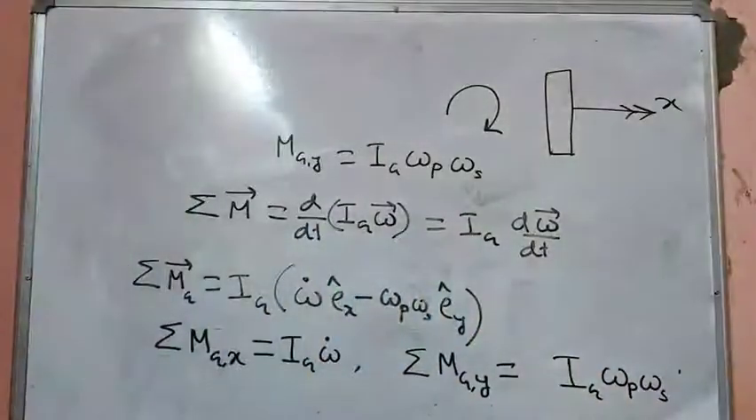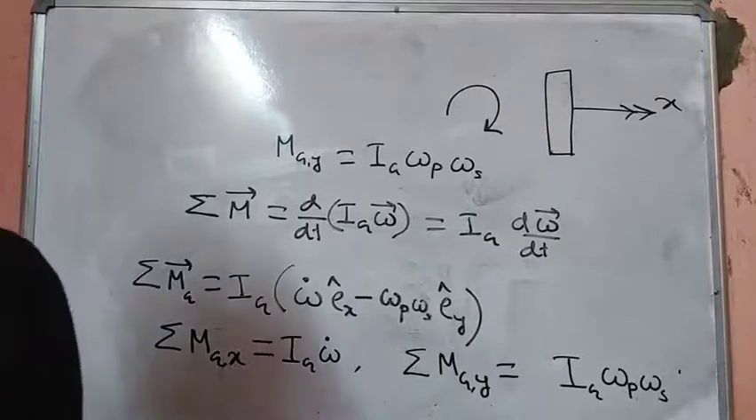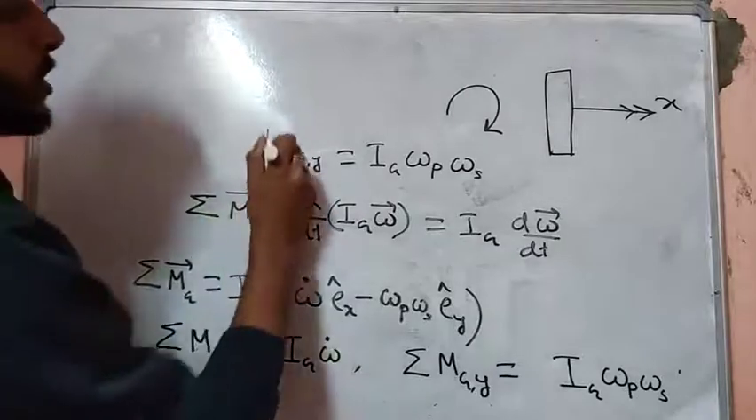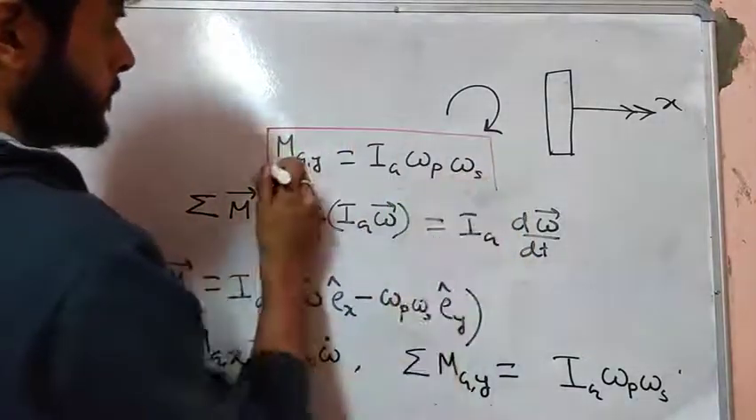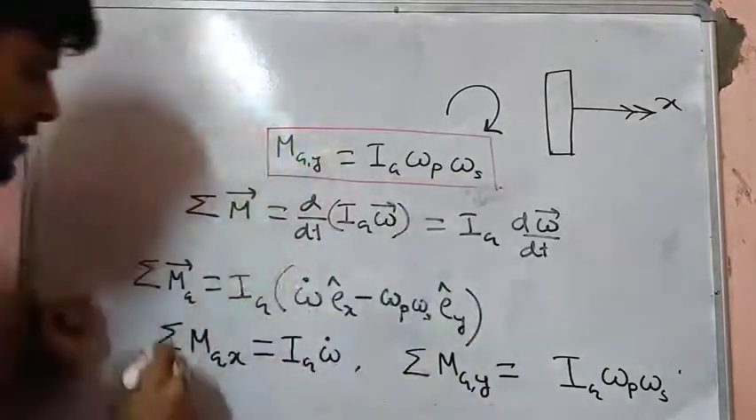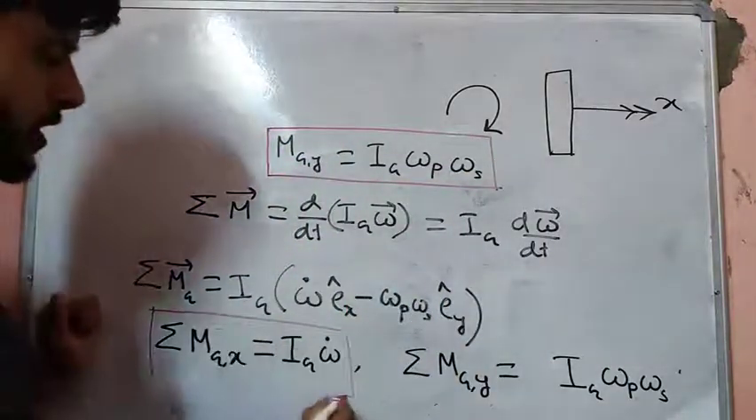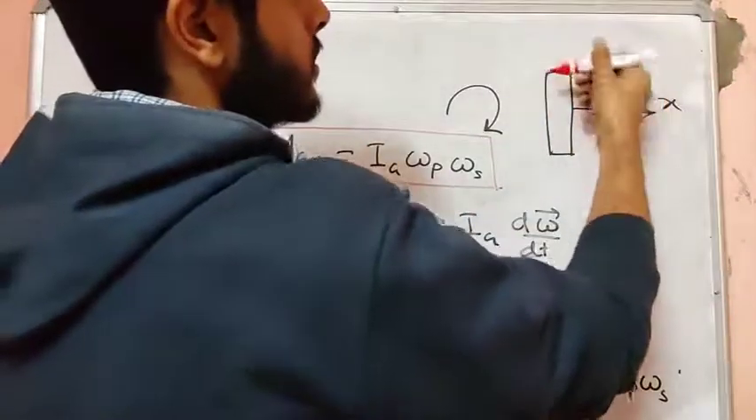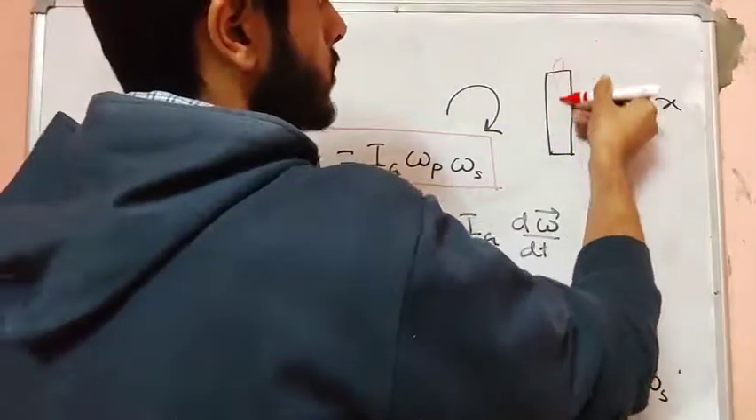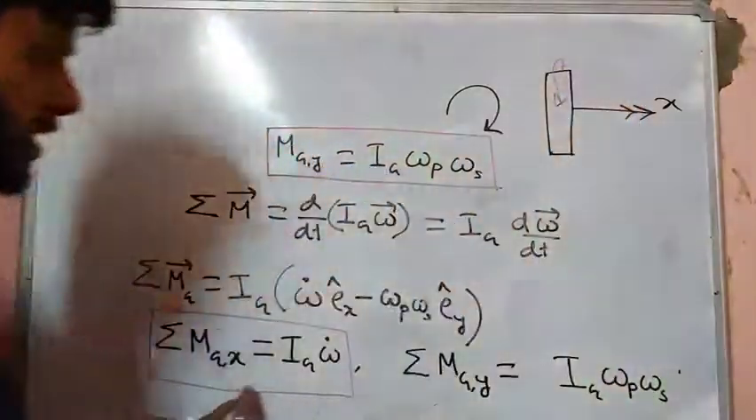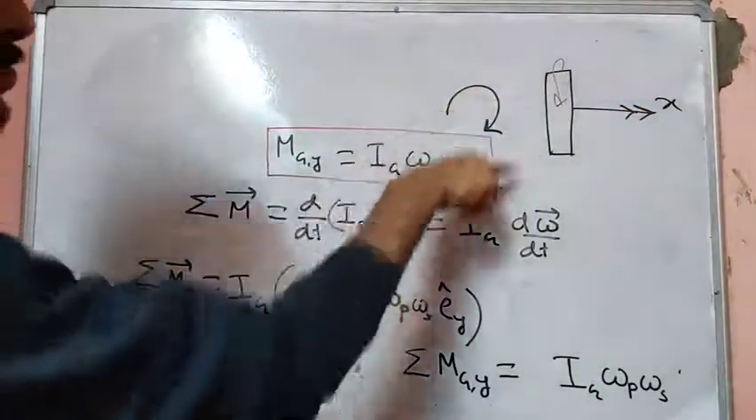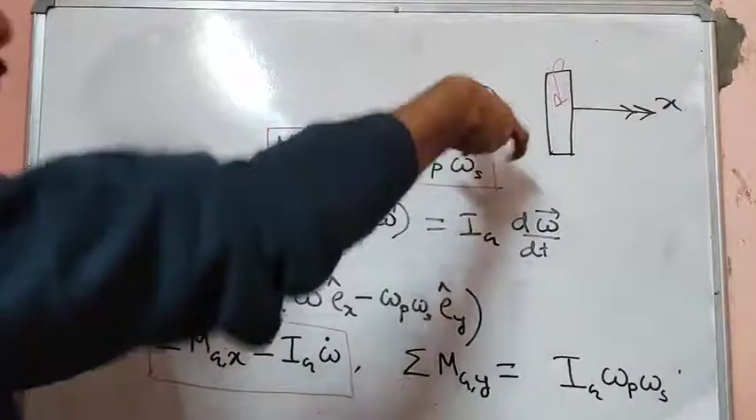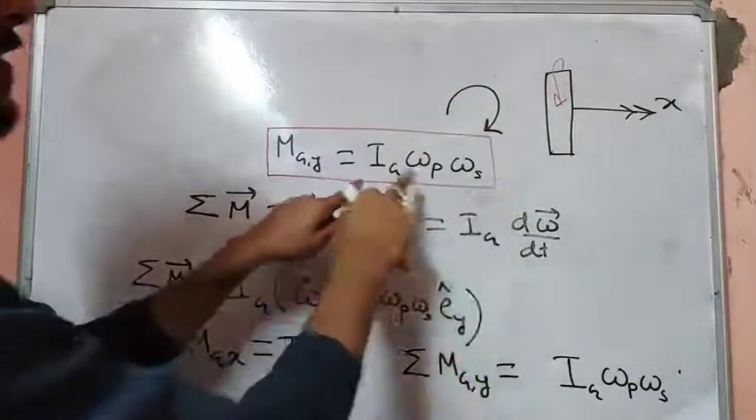This is what we call the gyroscopic moment. So this equation is what we call the gyroscopic moment, and this is basically Euler's second law. This is the moment along this axis, the torque along this direction. This torque will create this, and this external moment is the cause of the gyroscopic effect.